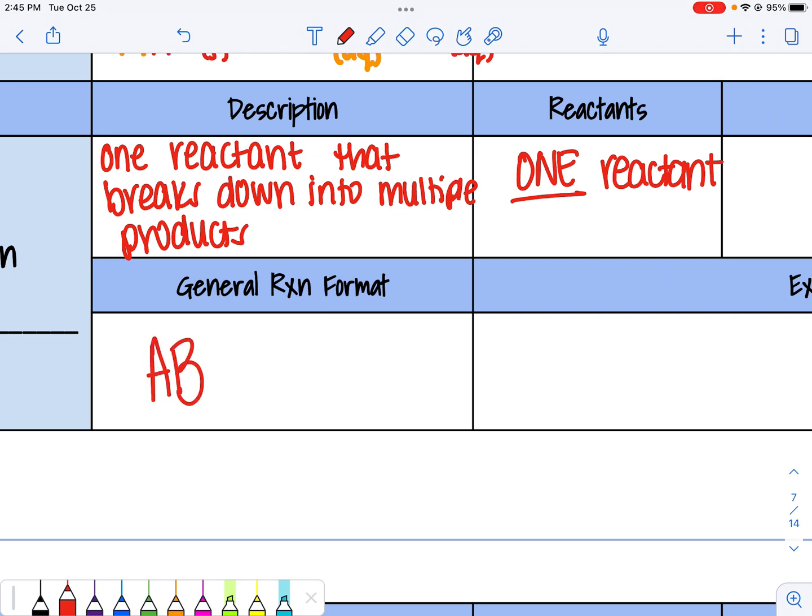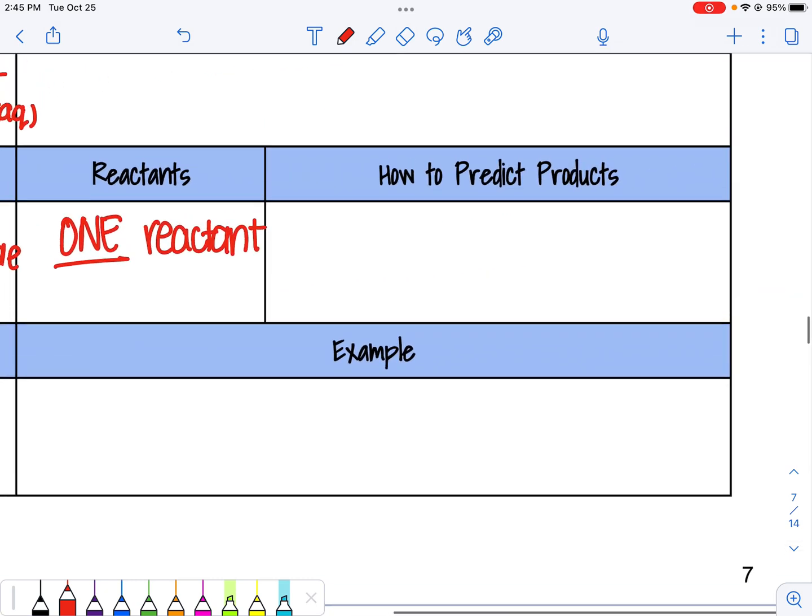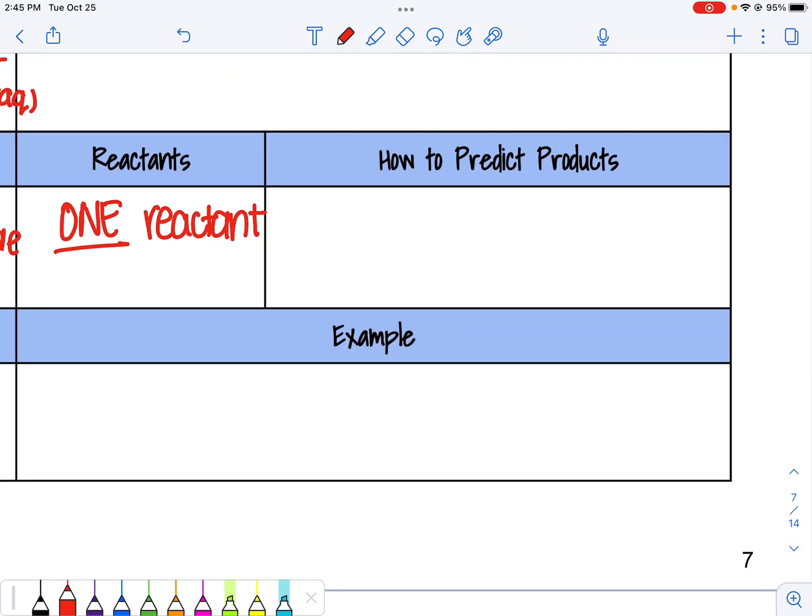So let's say you have compound AB, and this thing undergoes some change that you can get it to chemically break that AB bond to form A plus B2. Let's say that B2 exists as a diatomic. So this could be a general reaction format: one reactant breaking down into multiple products. So how do we predict products? We're going to assume that our singular compound breaks down into its elements. So break the compound into its elements.